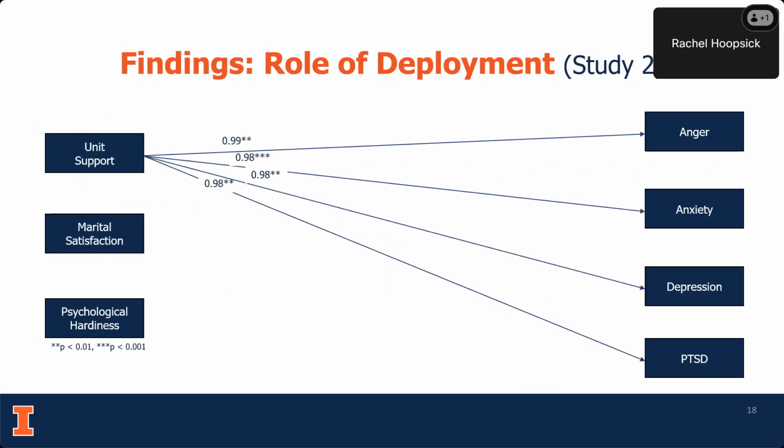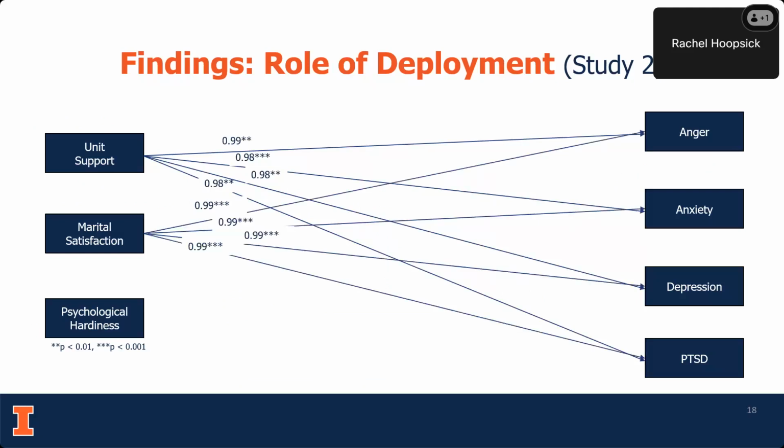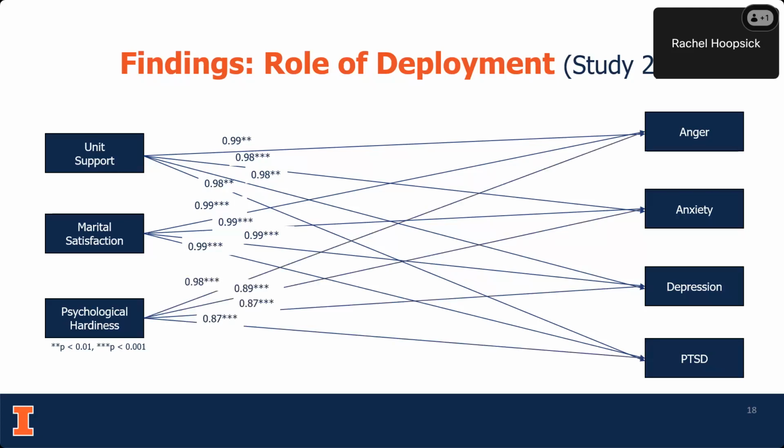And so first we found that greater unit support or perceived support from military unit members was associated with less anger, less anxiety, less depression, and less PTSD symptoms. And likewise, we also found that stronger or greater marital satisfaction with the soldier's partner was also associated with less mental health symptomatology. So less anger, less anxiety, less depression, less PTSD. And similarly, we also found that greater psychological hardiness also appeared to be a significant protective factor when we're talking about mental health.